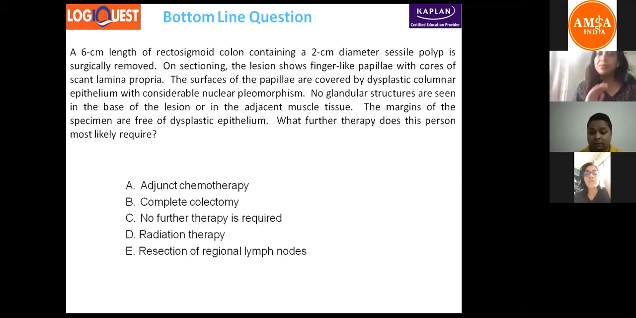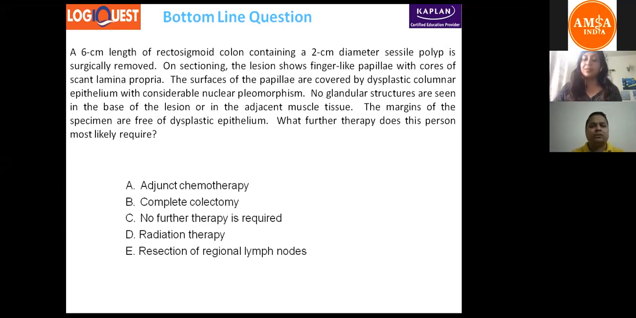Let's wait for some answers. Okay, I would just like to give some hints over here. While you're dealing with this kind of question, first thing first, understand whether we are talking about a cancerous or a non-cancerous condition, and then you start thinking about it. For example, sentence 2 really gives us the diagnosis, which is villous adenoma.